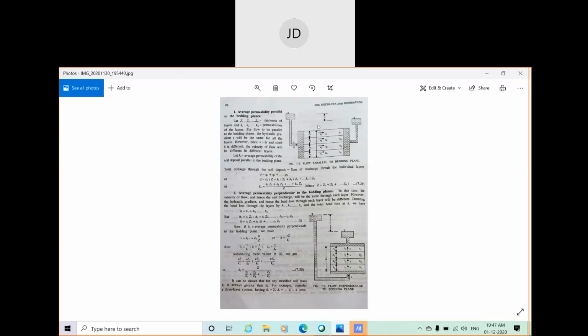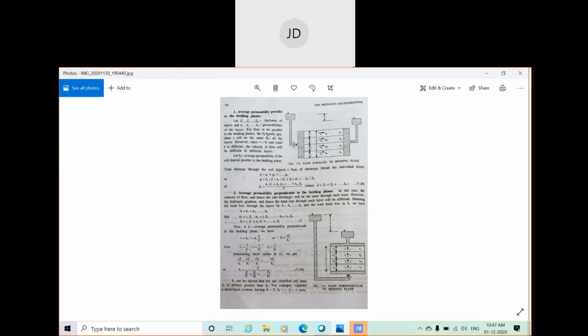Since H is constant and L is constant, we can say the hydraulic gradient, which is represented by H by L, hydraulic head divided by the length traveled by the water, also remains constant when the flow is parallel to the bedding plane. It is a very important term you have to remember in case of flow parallel to the bedding plane.